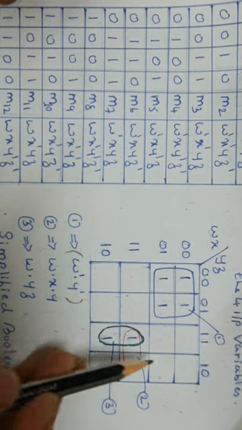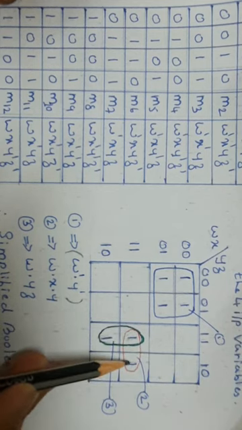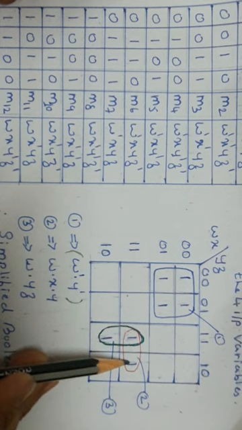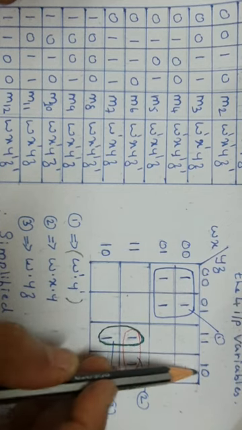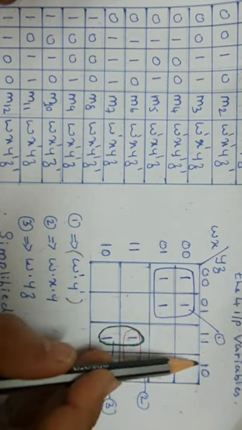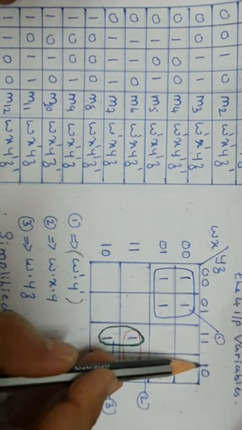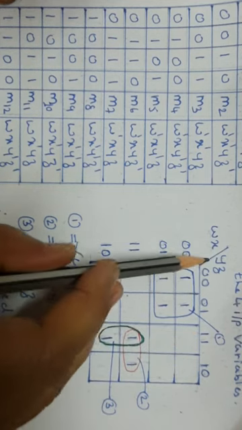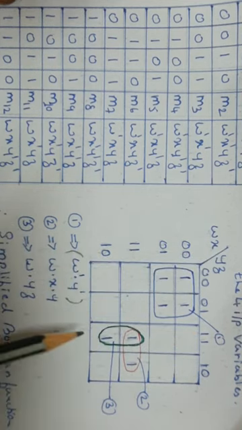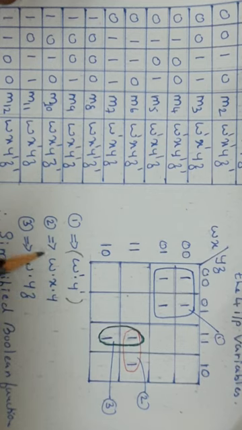This is another column. In two columns these members of the second group are covered. So this column and this column. So 1, 1, 1, 0. So this one is common. This one means Y. So Y is common column wise for the second group. Row wise WX, column wise Y. So that we are writing here. That is for the second group.